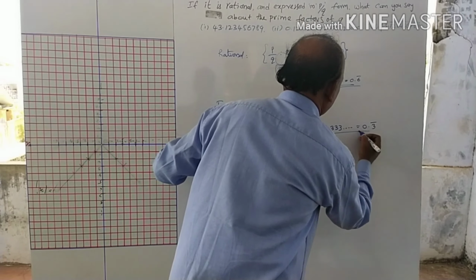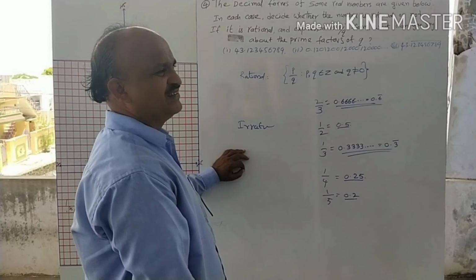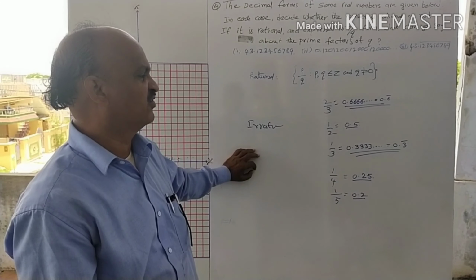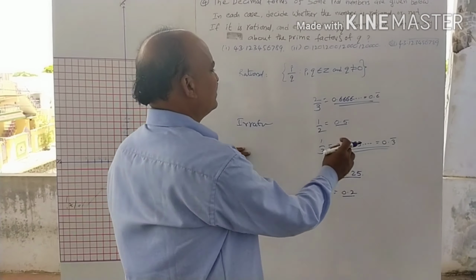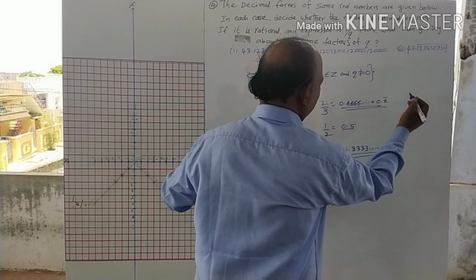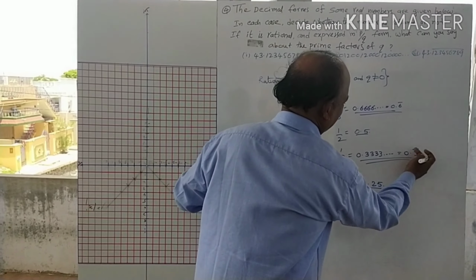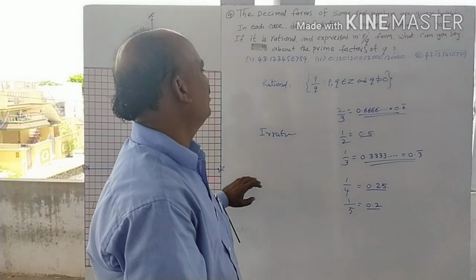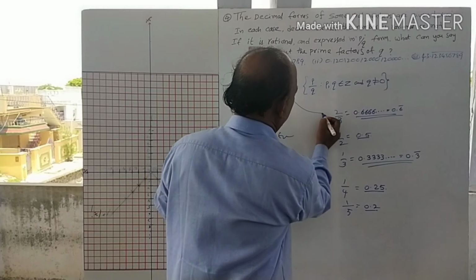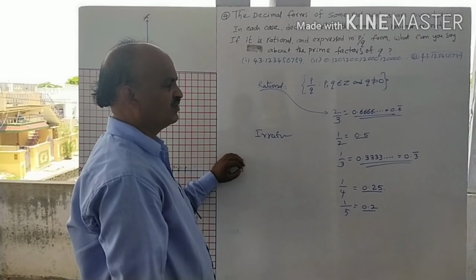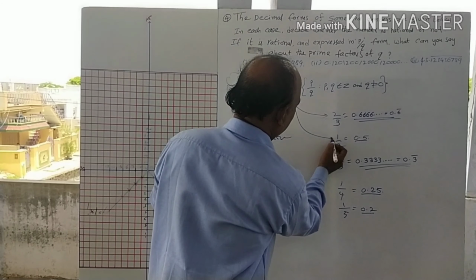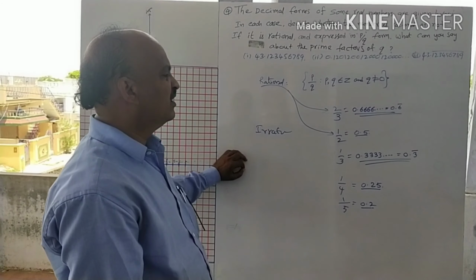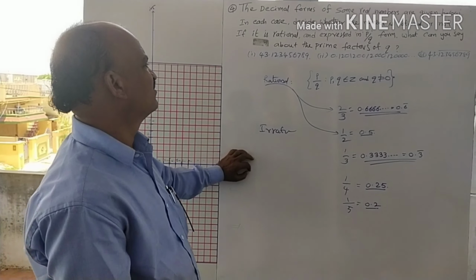These are non-terminating decimals, 0.66666 and so on, 0.33333 and so on. It is written as 0.6 bar on 6. It is written as 0.3 bar on 3. So, rational numbers are of two types: recurring decimals and terminating decimals.